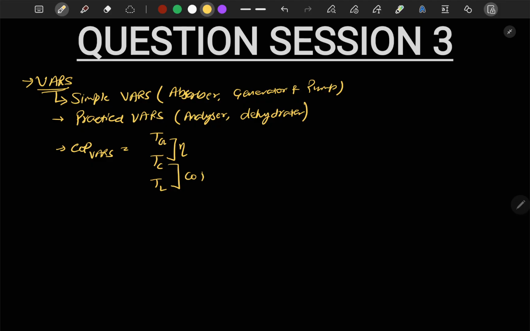I will calculate COP of refrigeration. So efficiency is equal to the desired effect over the input, TG minus TC upon TG. Now COP is given by TL upon TC minus TL. Now we can write the COP of VARS is equal to eta into COP, both in terms of Carnot, so we can calculate our formula relation from here.